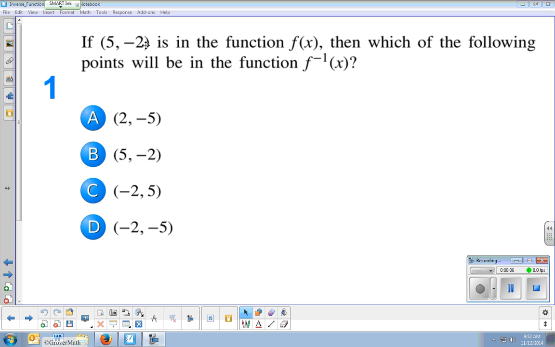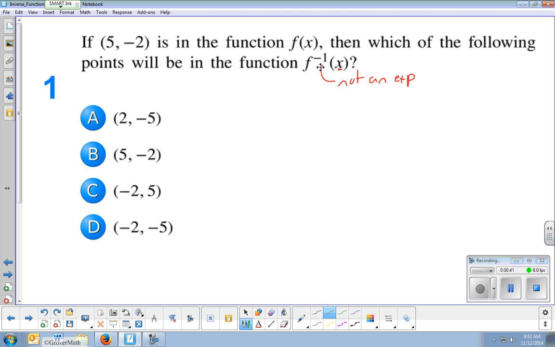If (5, negative 2) is in the function f of x, then which of the following points will be in the inverse function f? So a couple of things here. First of all, this symbol right here, this little negative 1, f to the negative 1, is not an exponent. When you see a function name, because f isn't a variable here, it's a function. X is a variable, but f is a function name. When you see that raised to the negative 1, it is not an exponent.